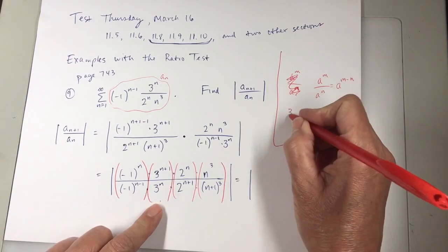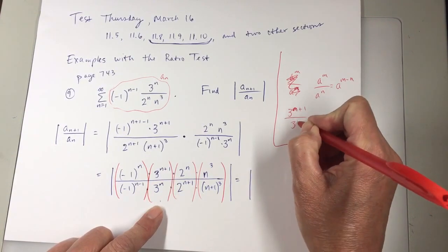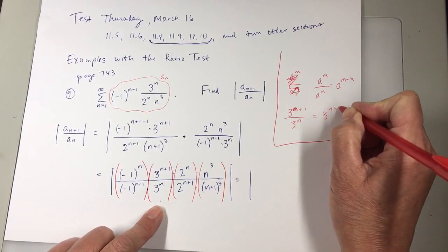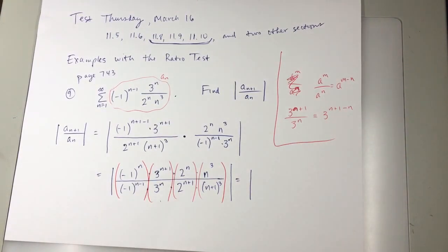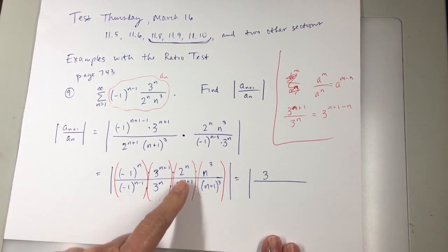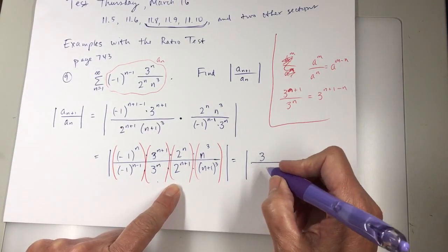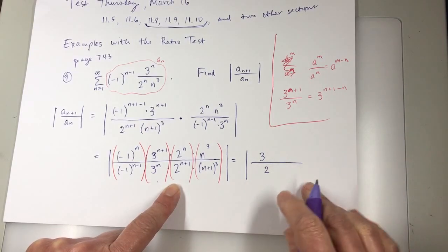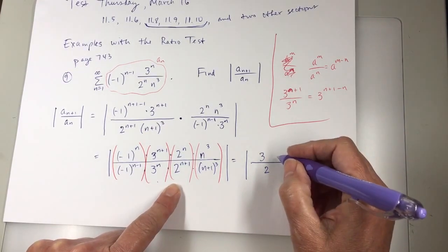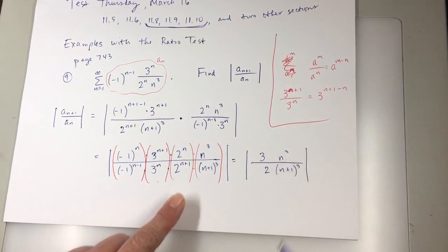So if I have 3 to the n plus 1 over 3 to the n, that's 3 to the n plus 1 minus n. The n's reduce, it's 3 to the first power. So from this part, I'm going to get 3. I'll just leave 3 in the top. What about the 2's? 2 to what power, and where's it going to be? 2 to the 1 in the bottom. And then I'll have n cubed and n plus 1 cubed.